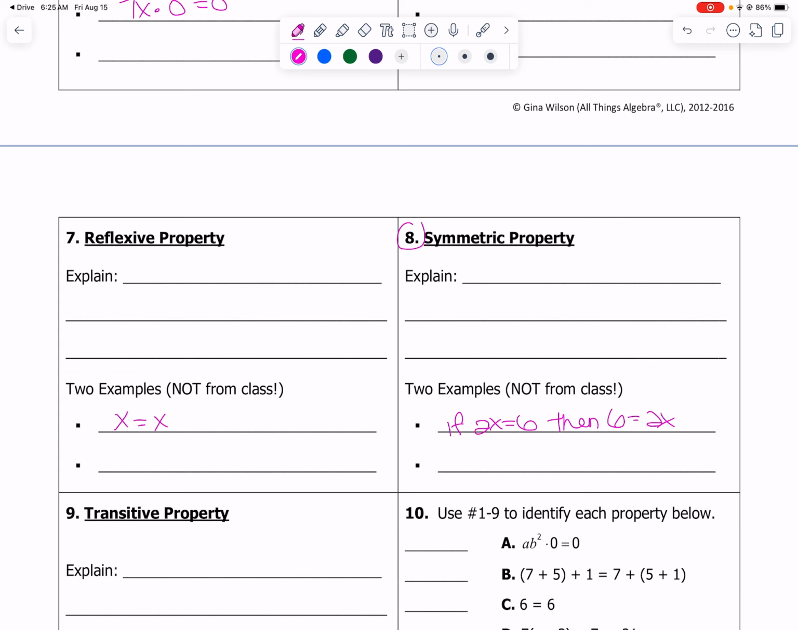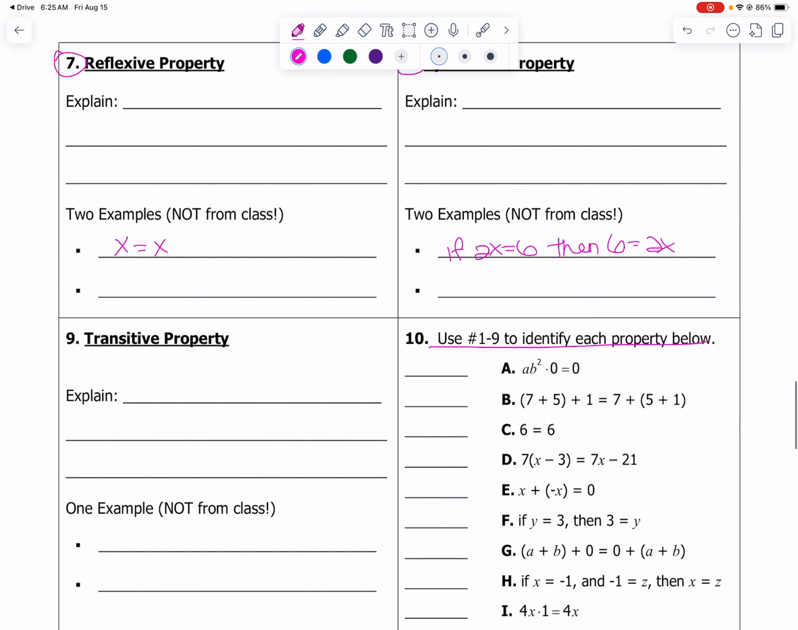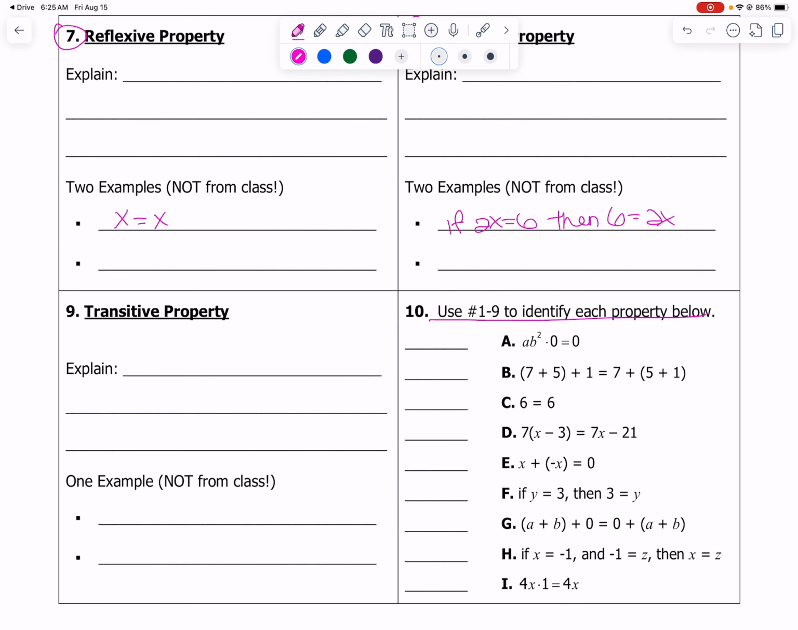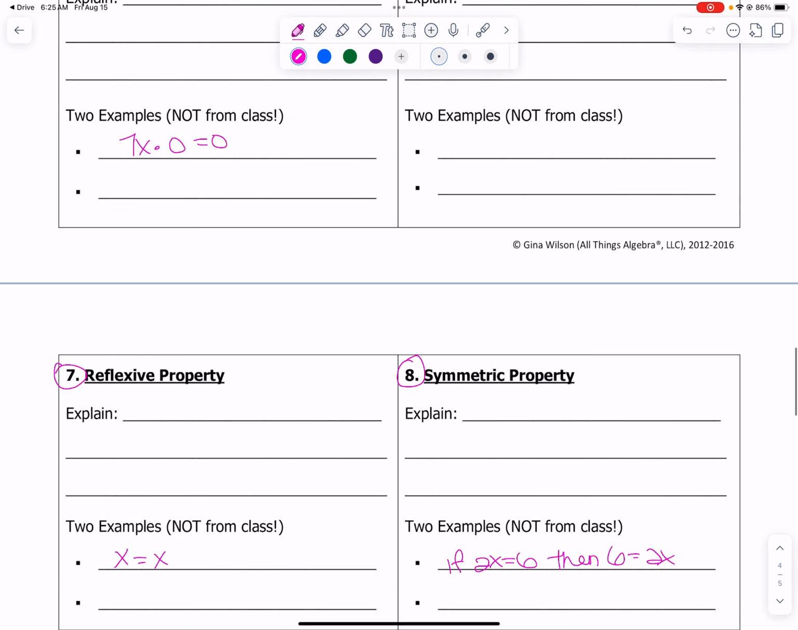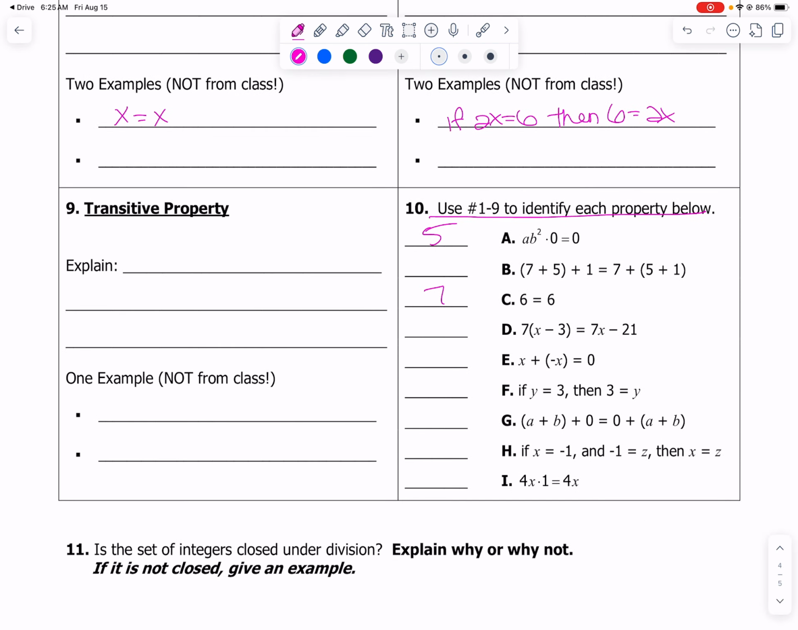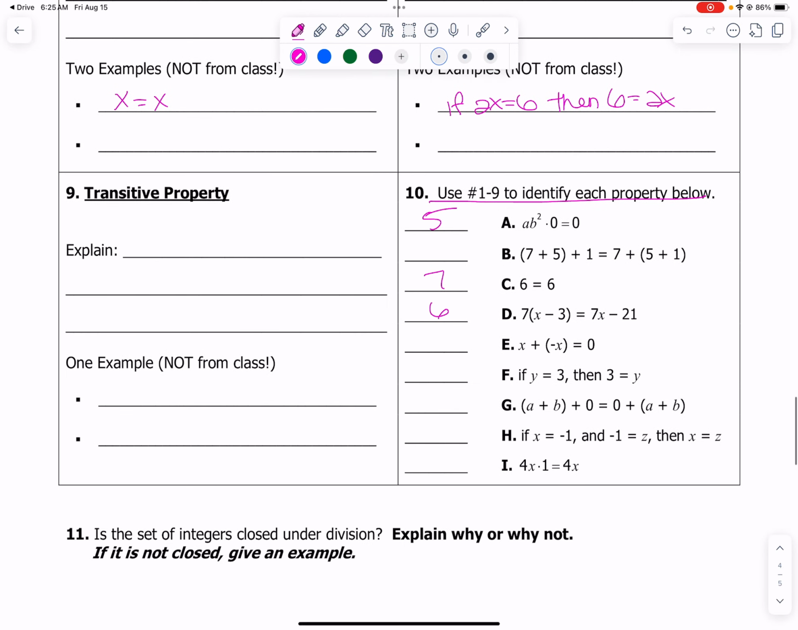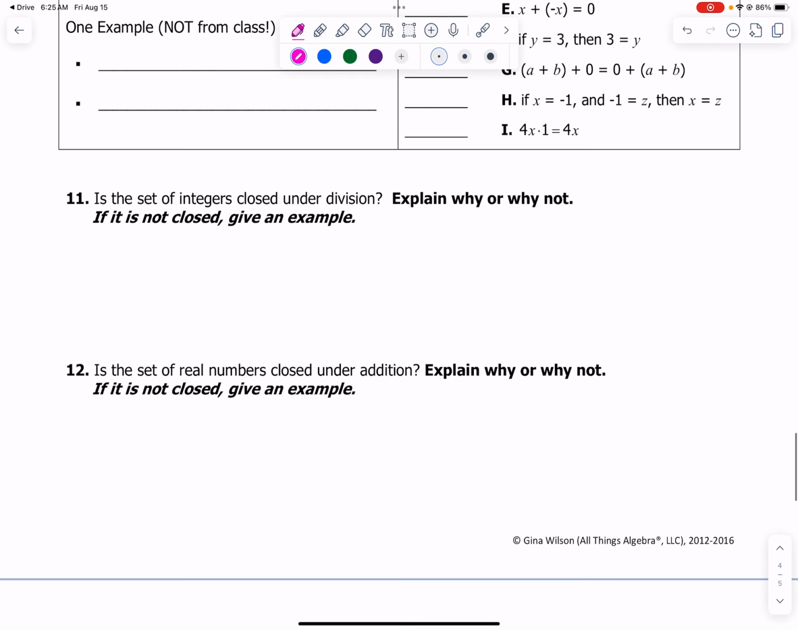Use the numbers. So I'm looking at the numbers like 8, 7 when I go here to identify each property below. So this first one is the property of 0. And then this one is reflexive. This one is distributive. Where's distributive? Distributive was 6. Okay, so that's what you're doing here.